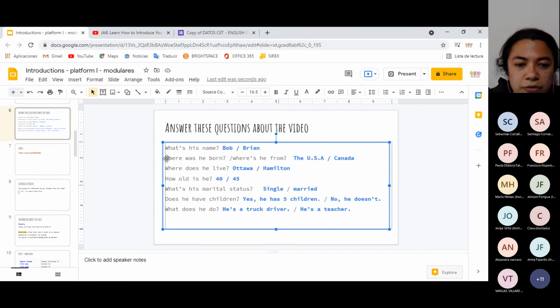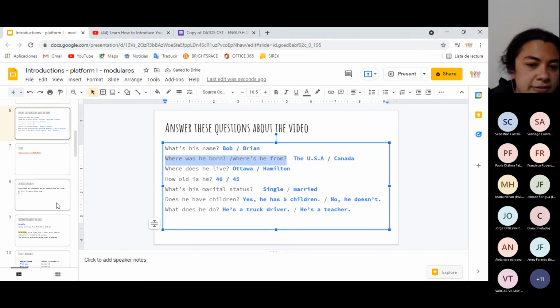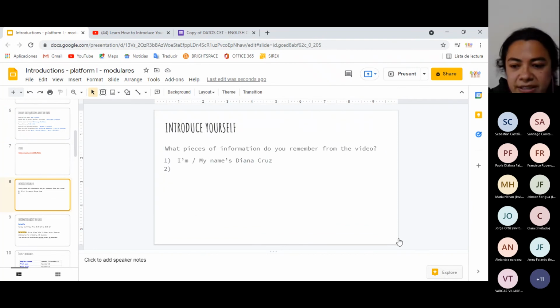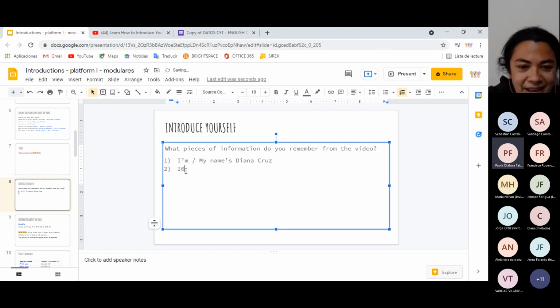What's the information there for the second question? What can we use here to answer this question, class? How can we say that in English, class? Paola, go on. How can we answer that question, Paola Talura? I'm from Bogota, Colombia. For example, all right. I'm from Bogota. In my case, I'm from Bogota too. I'm from Bogota, Colombia.